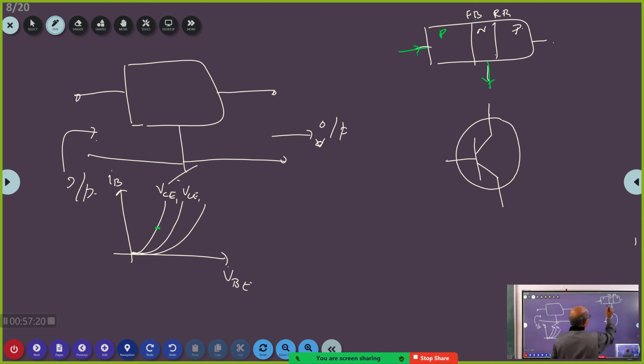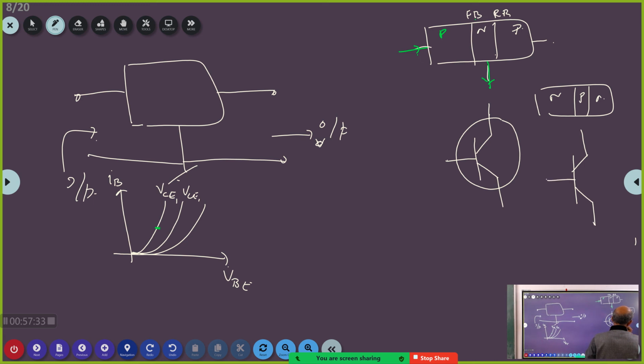So there are two transistors, one is PNP, the other one is NPN. Okay? Hello, are you with me? Yes, sir. Now, suppose I use this symbol, then there will be some confusion. See, now this is base, this is collector, and this is emitter. For this also, this is collector, base, emitter.